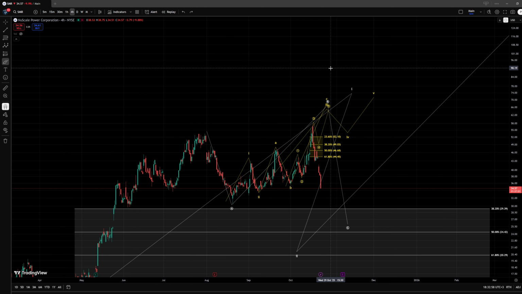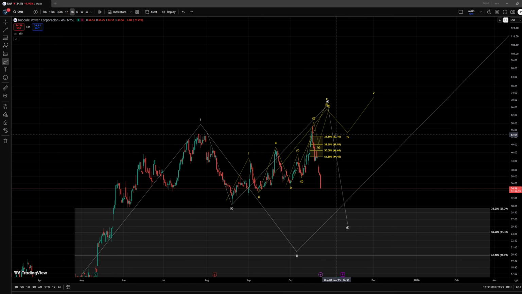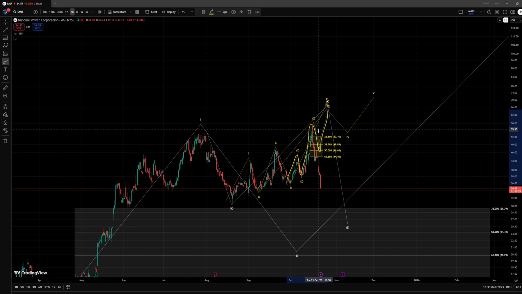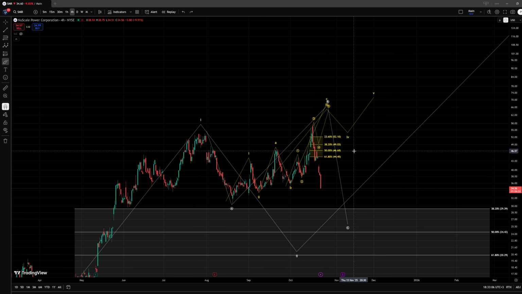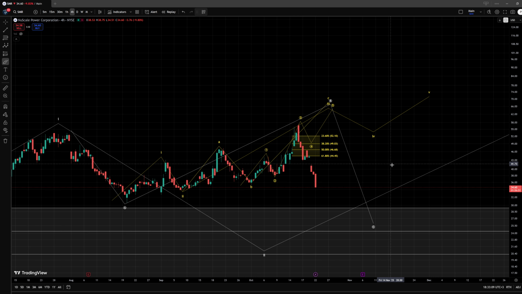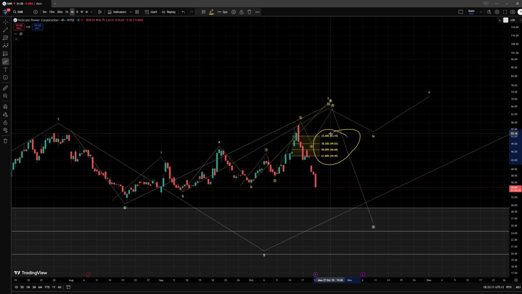But we were looking for support in an area to create a 1, 2, 3, 4, 5 in a wave C of the third wave to the upside. Since we failed to hold the support zone for a correction in a wave 4, we broke down pretty quickly, and today we are continuing in this trend.